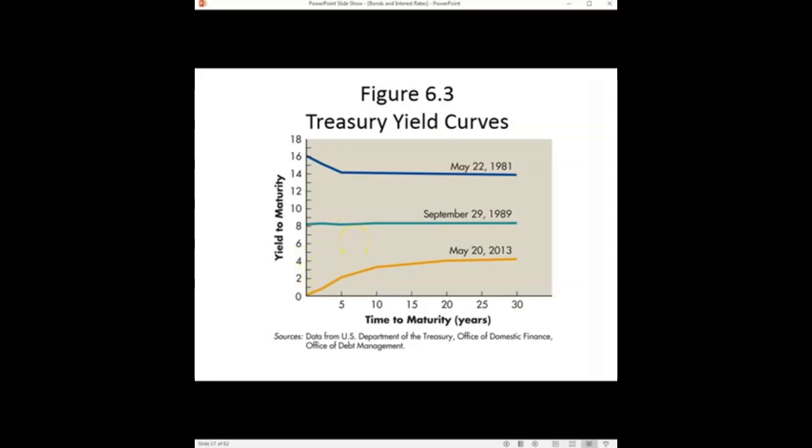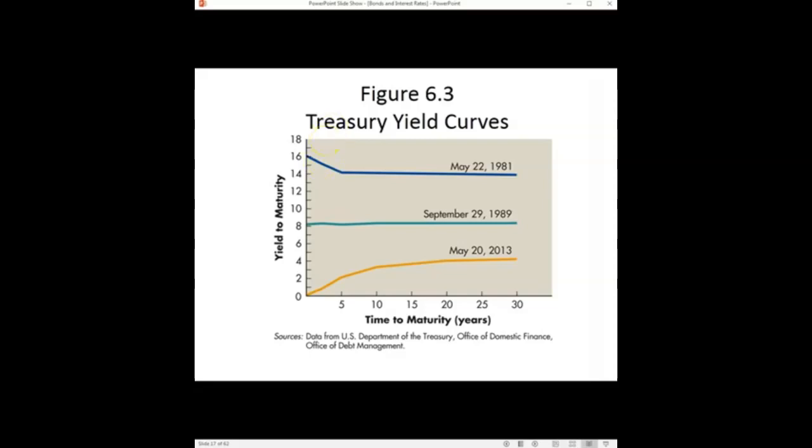And we can see that across time, from this example in figure 6.3 in the textbook, the shape of the yield curve changes dramatically. So if we were to look back in May of 1981, we saw really high short-term rates and still quite high long-term rates, but the long-term rates were less than the short-term rates. We might ask ourselves, well, that doesn't really make sense, does it? Because you would think most investors would demand a higher rate of return the longer they're going to tie up, or the longer they're going to invest their money. But they didn't in this case.